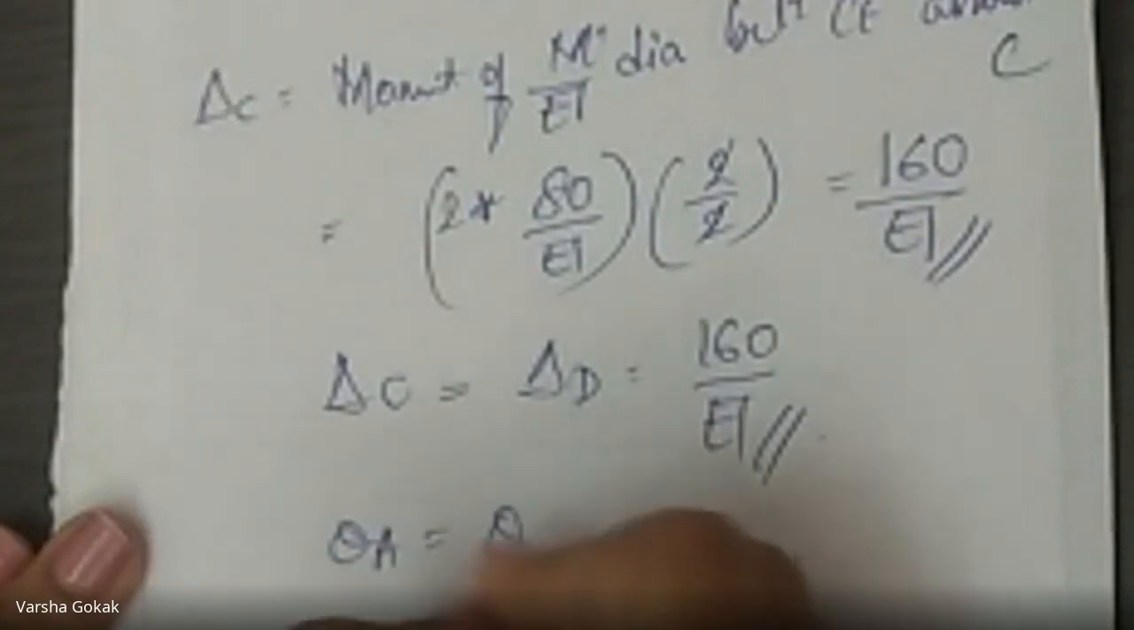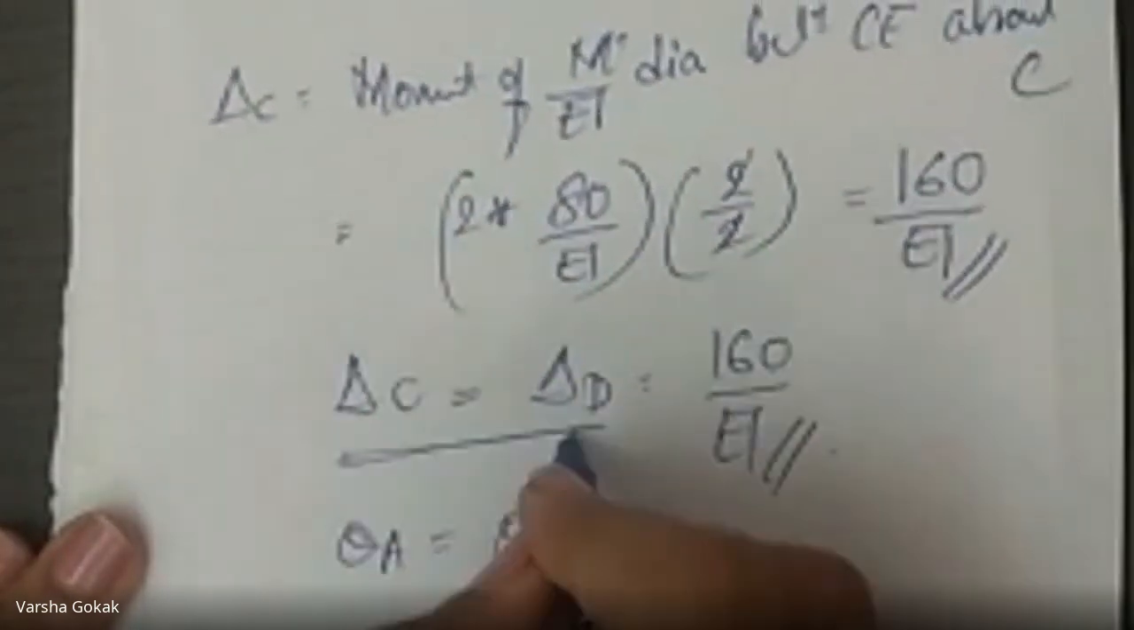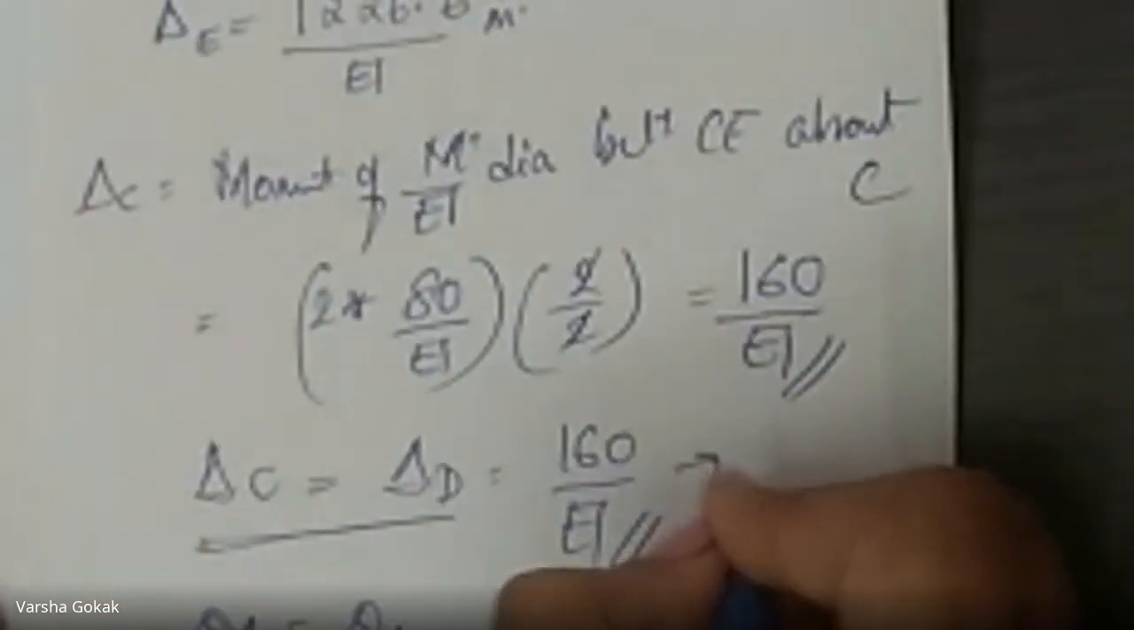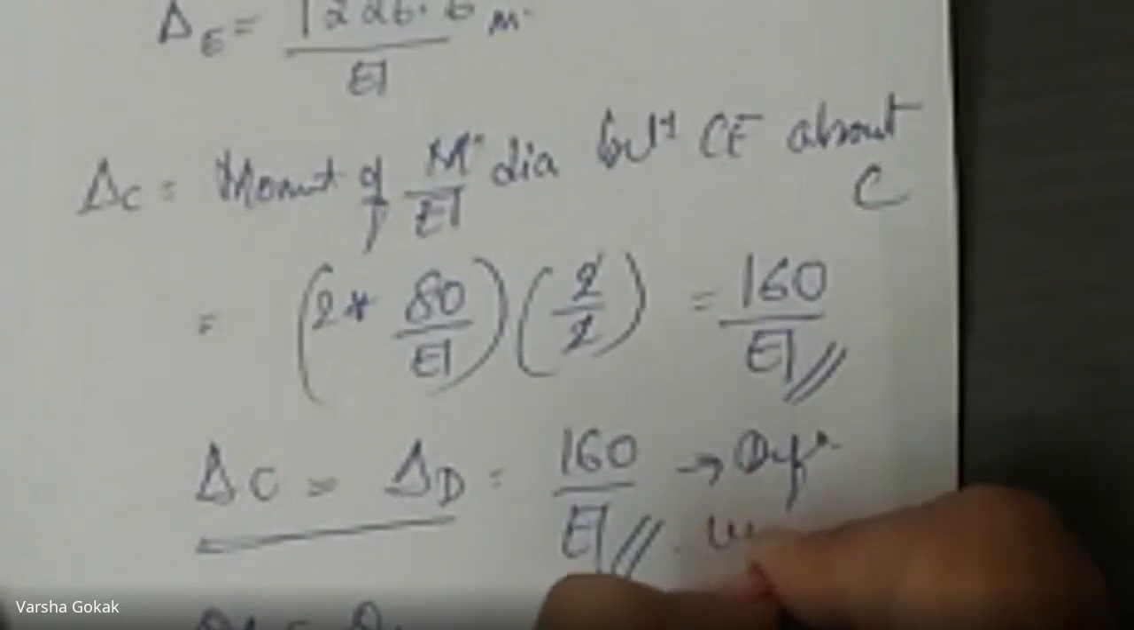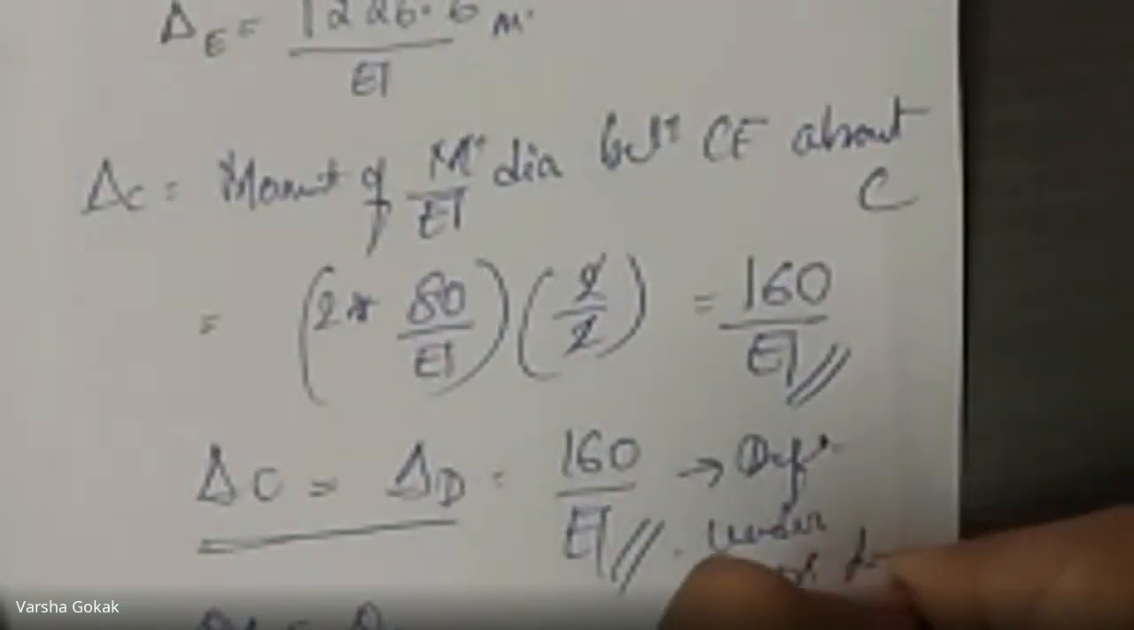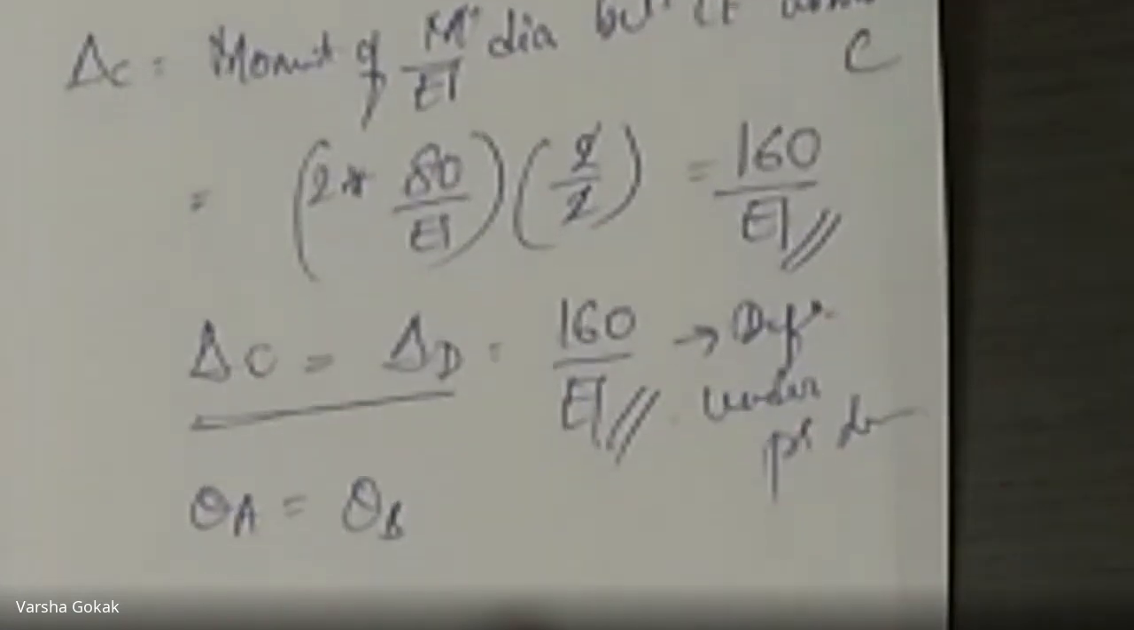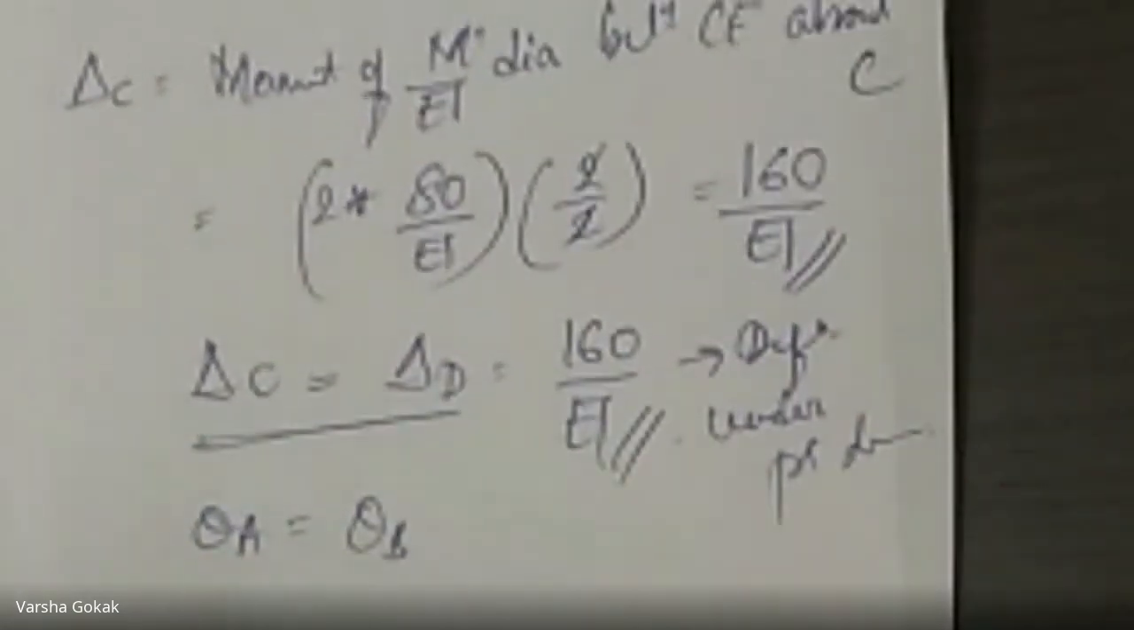Theta A is equal to theta B, we got at the starting. Delta C is going to be equal to delta D. This is deflection under point load. Clear? Any doubts till here? Any doubts?